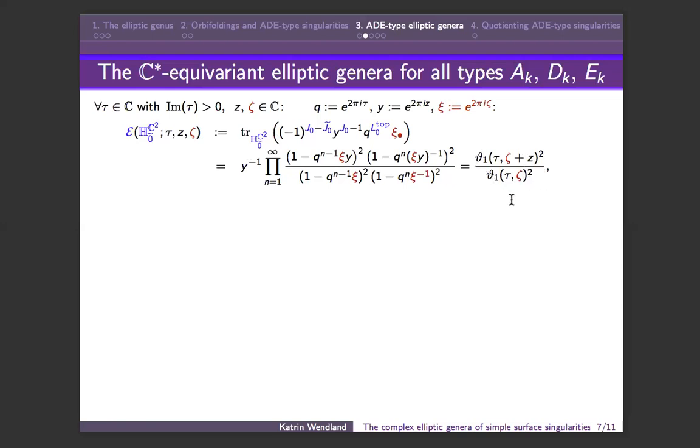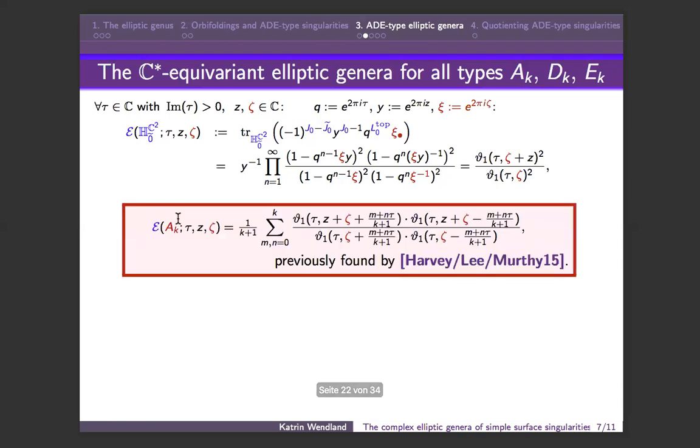We also observe, again, a modularity in this expression here if we act appropriately on all the parameters. And this means that from here, we can actually apply our standard orbifolding methods to calculate the elliptic genera on the conformal or the quantum field theory side for all the ADE type singularities.